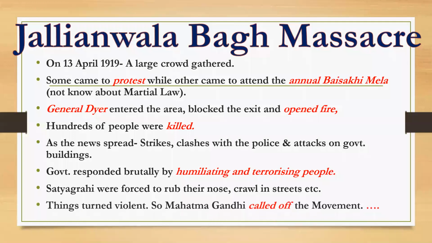Now things became violent. So Mahatma Gandhi called off the movement. तो महात्मा गांधी इस मूवमेंट को बंद कर देते हैं, because Mahatma Gandhi favoured truth and non-violence. महात्मा गांधी हमेशा कहते हैं कि उन्हें ट्रुथ की रिक्वायरमेंट है और नॉन वायलेंस की रिक्वायरमेंट है। So that's why, when things became violent, Mahatma Gandhi called off this movement. So in this way, the Rowlatt Act movement was called off. Right, friends?